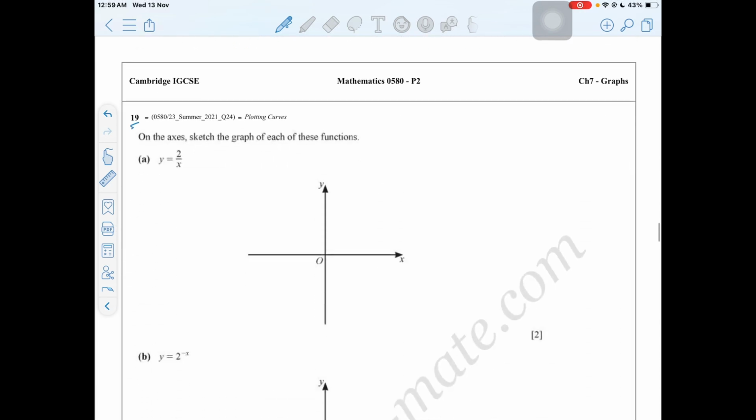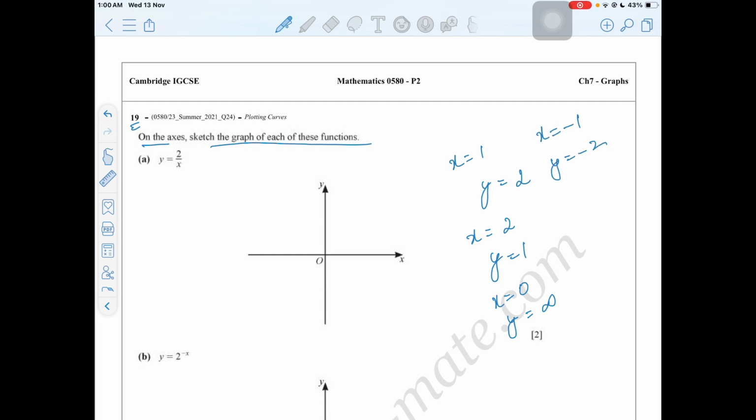Moving on to question number 19, we have on the axis sketch the graph of these functions, right? So when x equals 1, we have y as 2. When x equals 2, we have y as 1, right? And when x is equal to 0, we have y as infinity, right? If x is negative 1, we have y as negative 2, right?